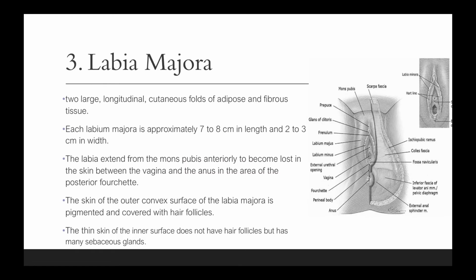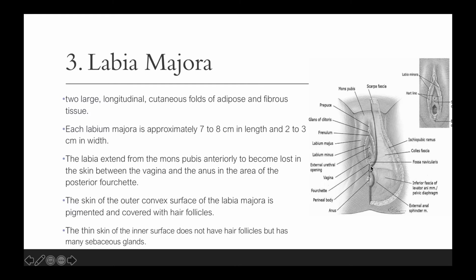Next, we have the labia majora. So these are two large longitudinal cutaneous folds of adipose and fibrous tissue. So each labia majora is approximately 7 to 8 centimeters in length and 2 to 3 centimeters in width. So the labia extends from the Mons Pubis anteriorly to become lost in the skin between the vagina and the anus in the area of the posterior fourchette.